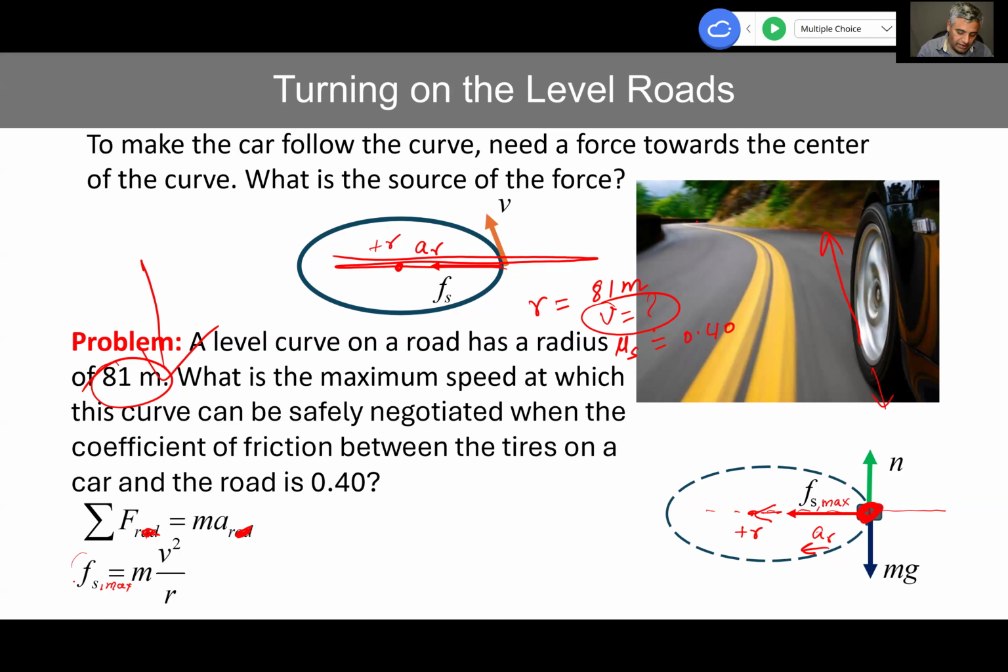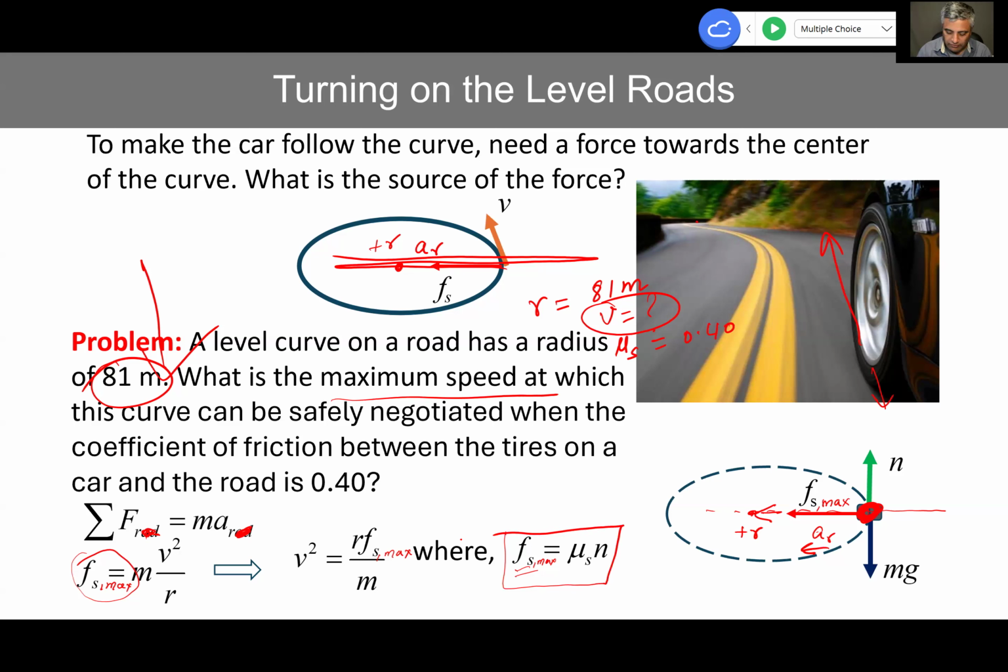So now this friction force is not given. We are given the friction coefficient. So we want to use this equation for that. I'm solving for V because it's asking for speed. So for the friction force, we can use this equation between friction force, coefficient, and normal force. So we need the normal force.